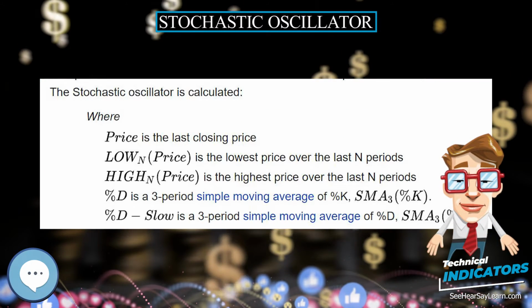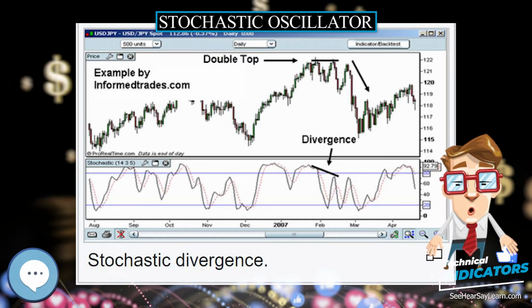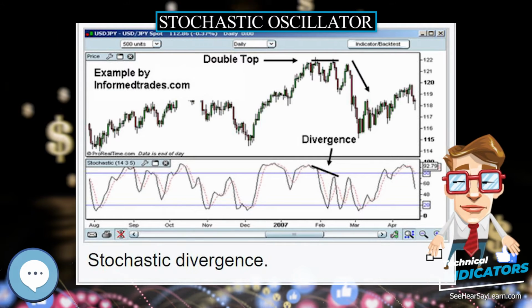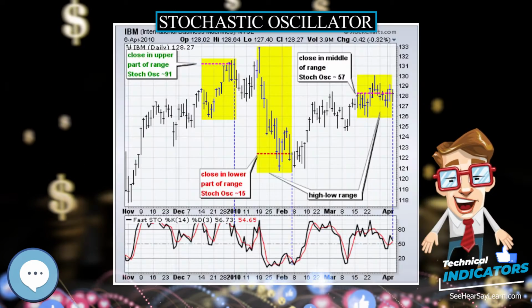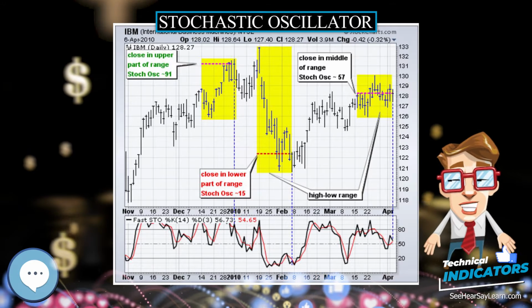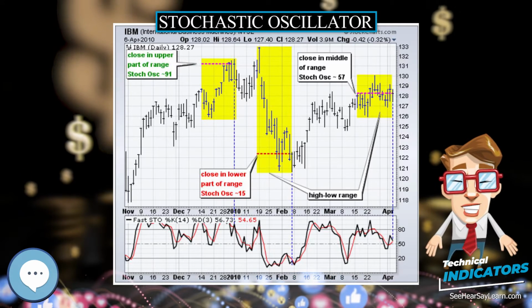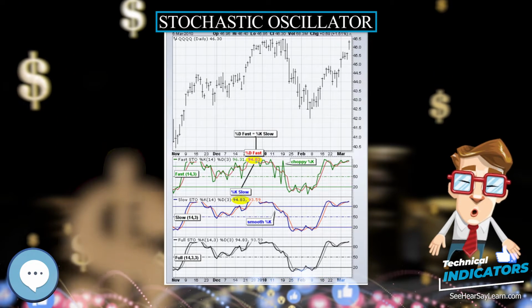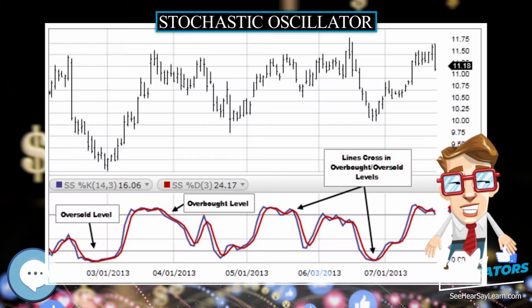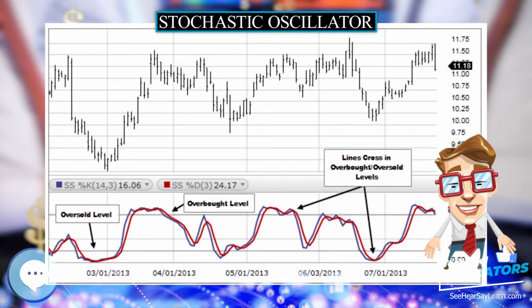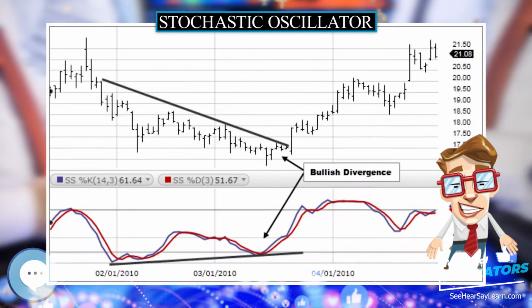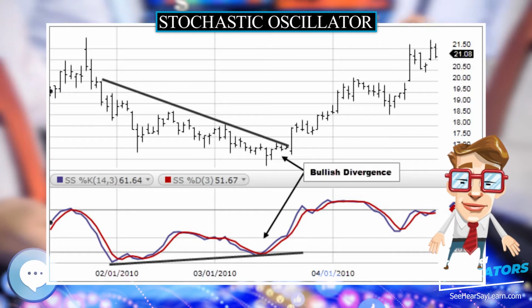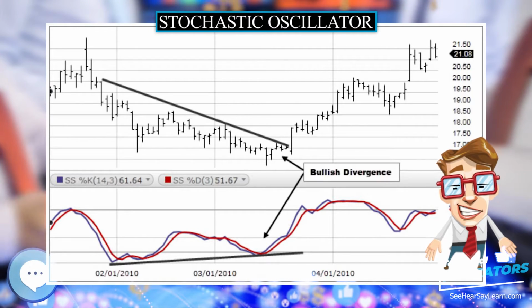This method attempts to predict price turning points by comparing the closing price of a security to its price range. The 5-period stochastic oscillator in a daily time frame is defined as follows. Where H5 and L5 are the highest and lowest prices in the last 5 days respectively, while %D is the 3-day moving average of %K, the last 3 values of %K.